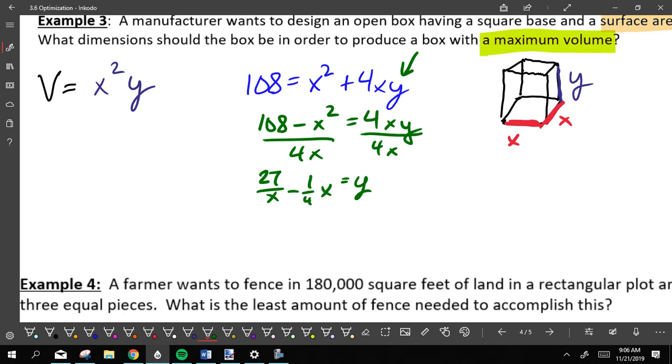Everybody good to that point? This is y. All we did is we got y by itself. We now know what y is. So what we're going to do is take what y is, and we are substituting it back in for y. Volume equals x squared times 27 over x minus 1/4 x.